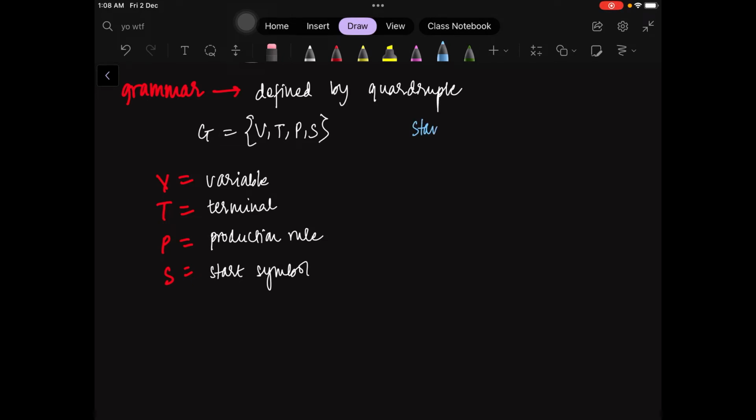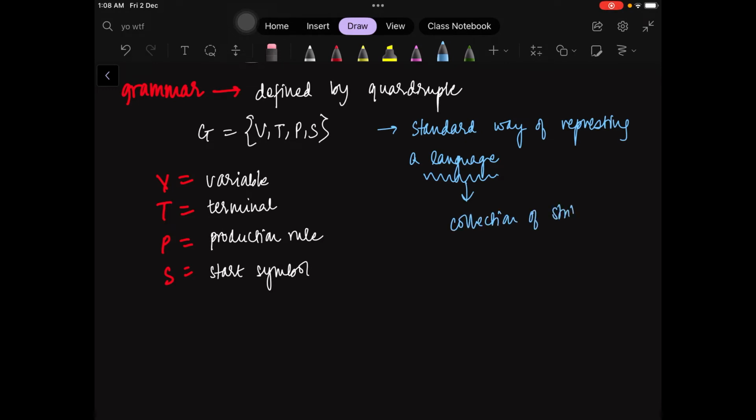Grammar is basically a standard way of representing a language, right? And you might ask, what exactly is a language? Language is basically a collection of strings. So now if we take for an example, let's take some regular grammar.